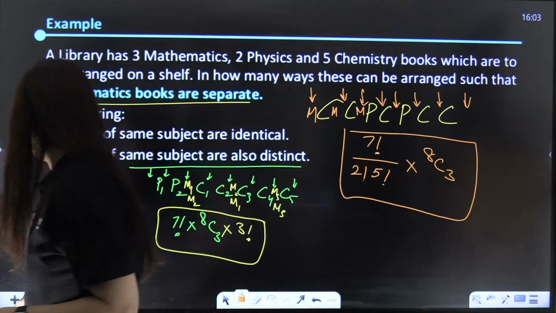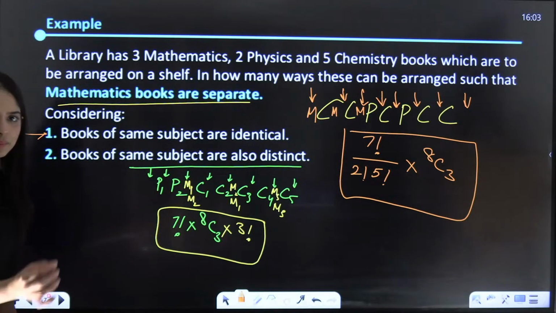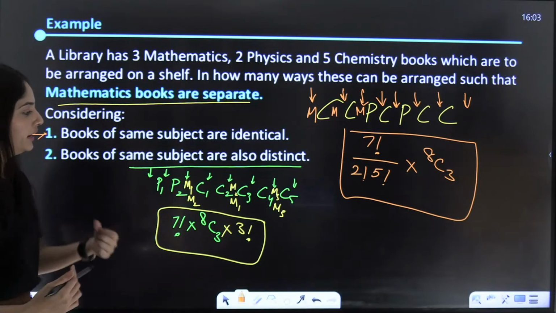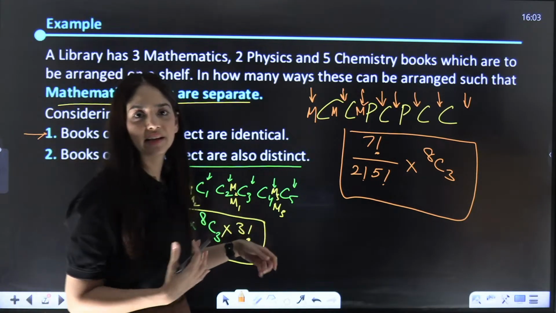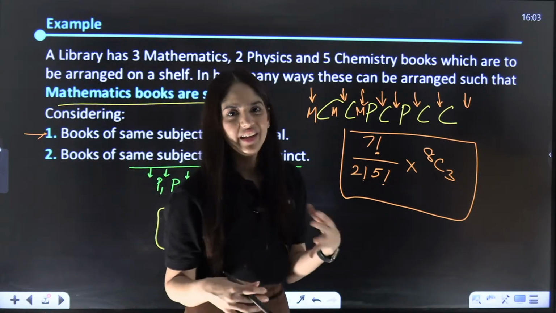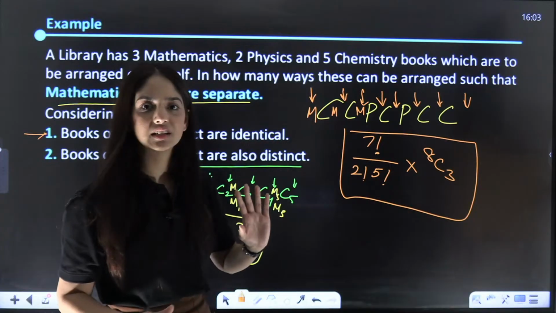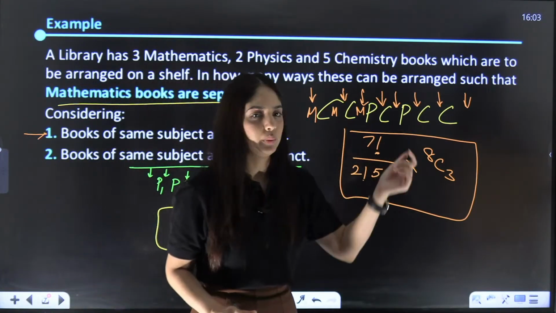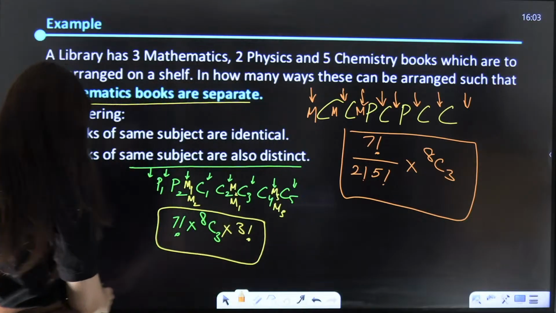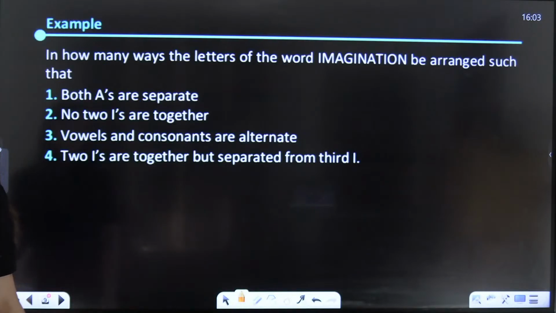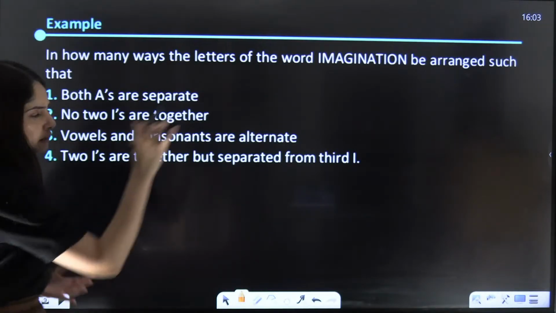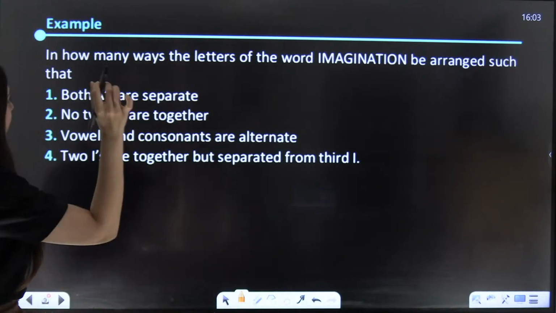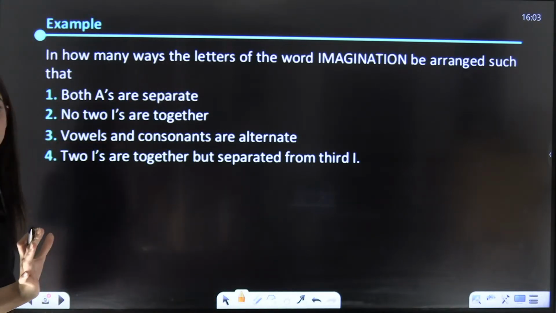Anyway, continuing. So coming back about the gap thing. Whenever things have to be separate, we will first place the things that don't matter. They can be anywhere. So we place the P's and the C's, and then the M's had to be separate. So we have to fill them between the gaps. Now, coming back to our imagination word, both A's are separate now.